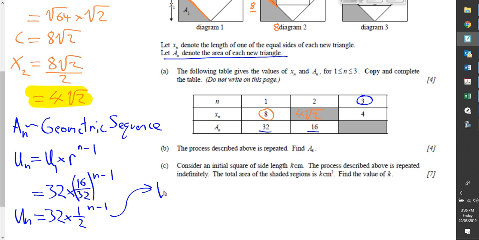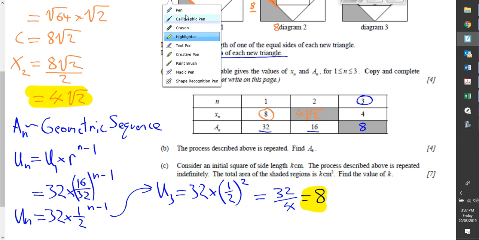Okay, and I get the third term is going to be equal to 32 multiplied by a half to the power of the third term minus 1, so 3 minus 1, which is 2, which will be equal to 32 over 4, which is equal to 8. So 8 goes in here. And that is the answer to part A.